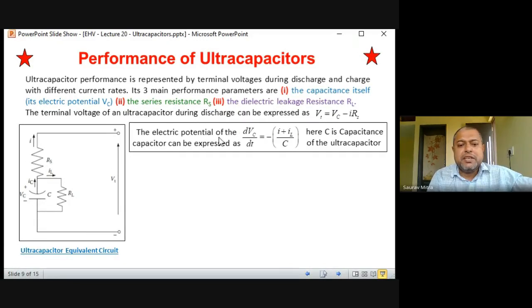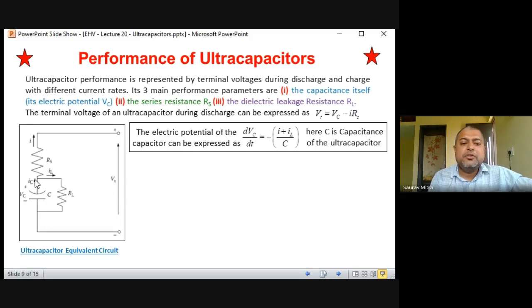Very important thing: the electric potential of the capacitor can be expressed as dVc/dt. We know that this is I by C, or IC by C. Now I told you that IC is nothing but I plus IL. And why is it negative? Because IC is an incoming current to this node. So dVc/dt is equal to IC divided by C. This you have to understand, please concentrate. dVc/dt is equal to IC by C. What is IC? It is the capacitor current, and C is the ultracapacitor value.